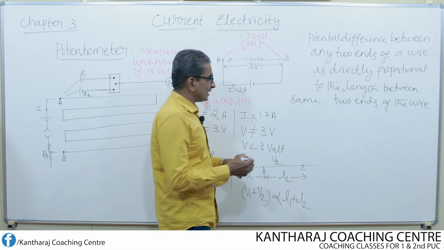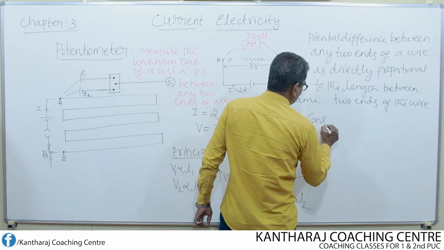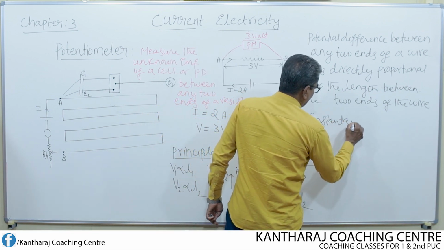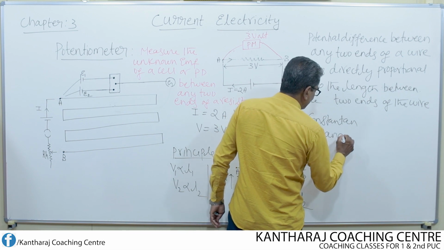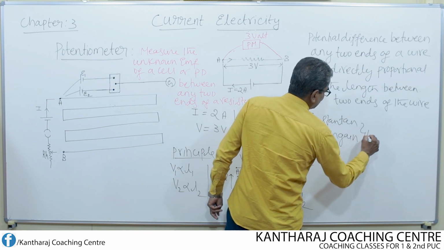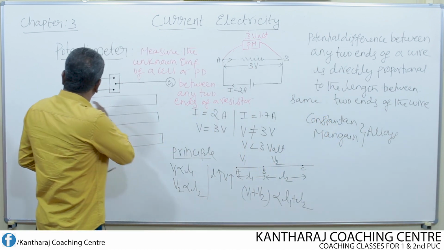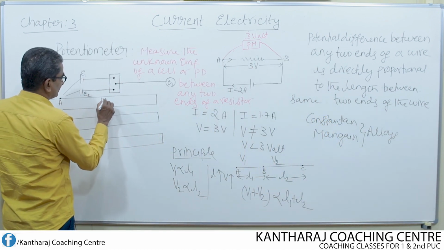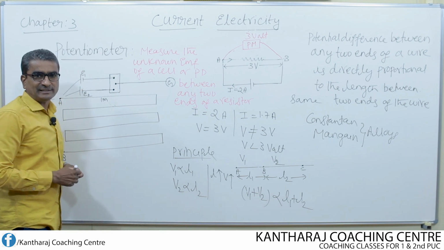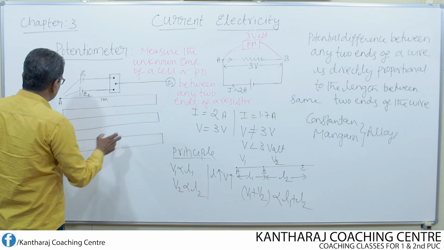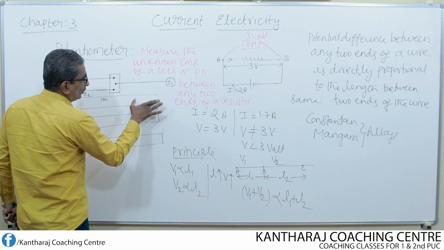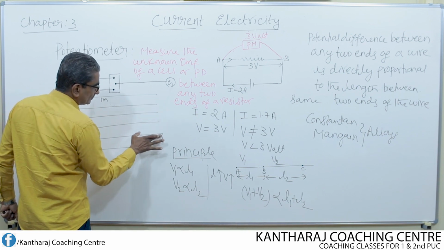Usually those wires are nothing but constantan, manganese. That means these are nothing but alloys. Wire of length 1 meter, several pieces are taken and these wires are arranged parallel to each other on a long wooden board.